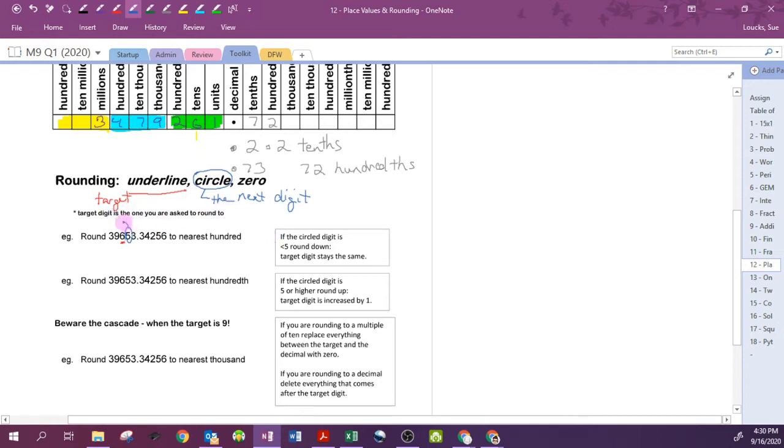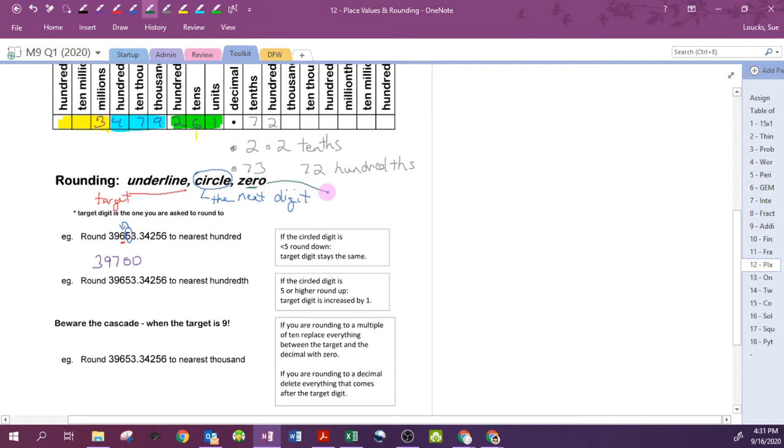I'm going to round up, and I sometimes will put a little arrow here to say, this tells me I have to do something to the 6. And that means I'm making the 6 bigger. You'll never make the target digit smaller. You will only leave it the same or make it bigger. And in this case, I'm going to make it bigger because the 5 is telling me I need to do that. So this is going to be 397. And then I fill as far as the decimal with zeros. Okay. And that's what the zero is about.